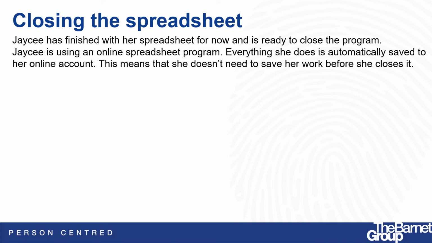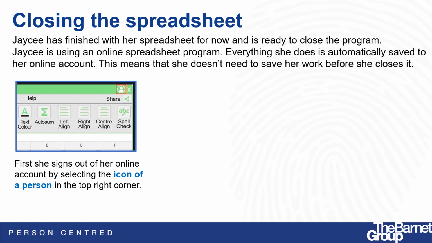Closing the spreadsheet. JC is finished with her spreadsheet for now and is ready to close the program. JC is using an online spreadsheet program. Everything she does is automatically saved to her online account. This means that she doesn't need to save her work before she closes it.